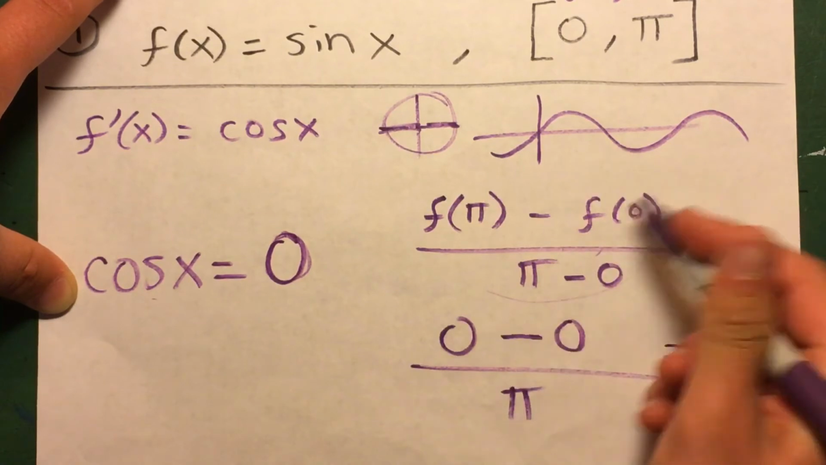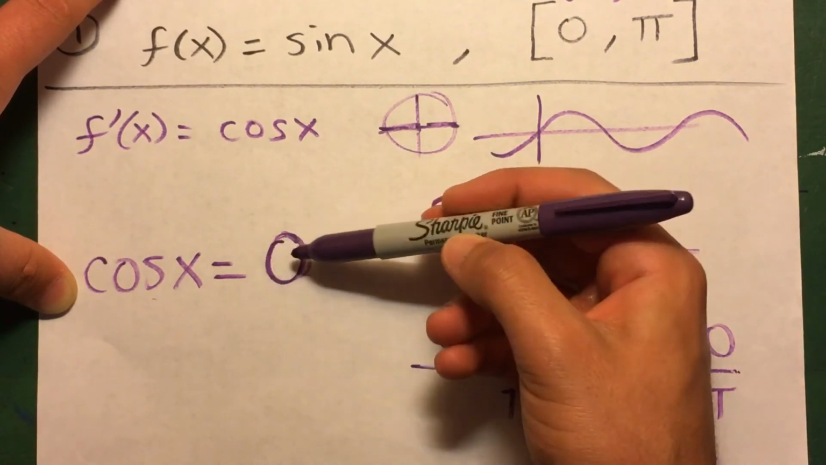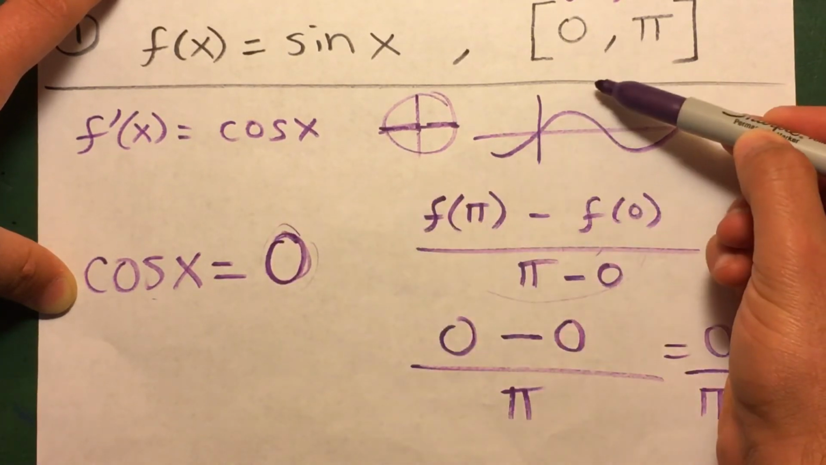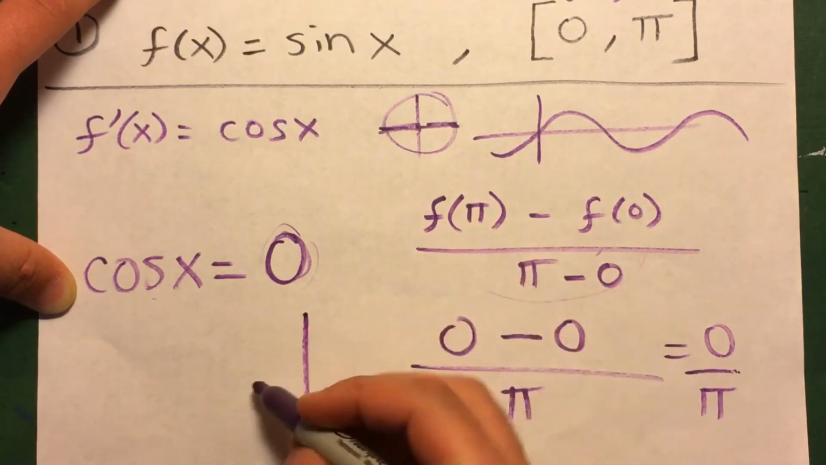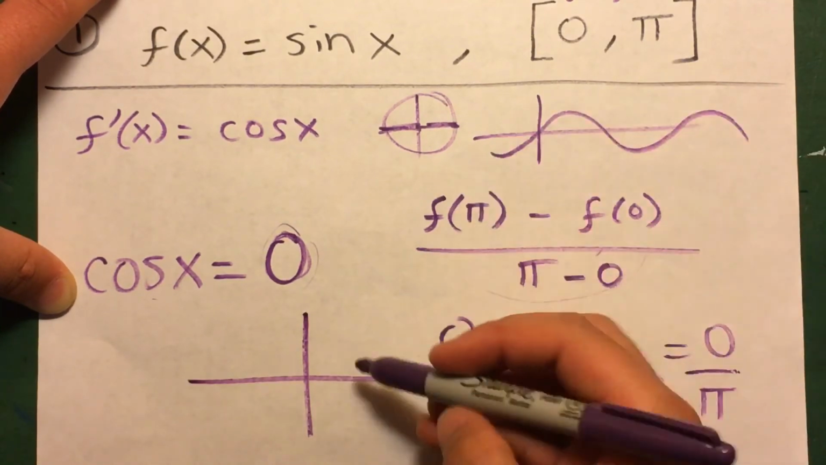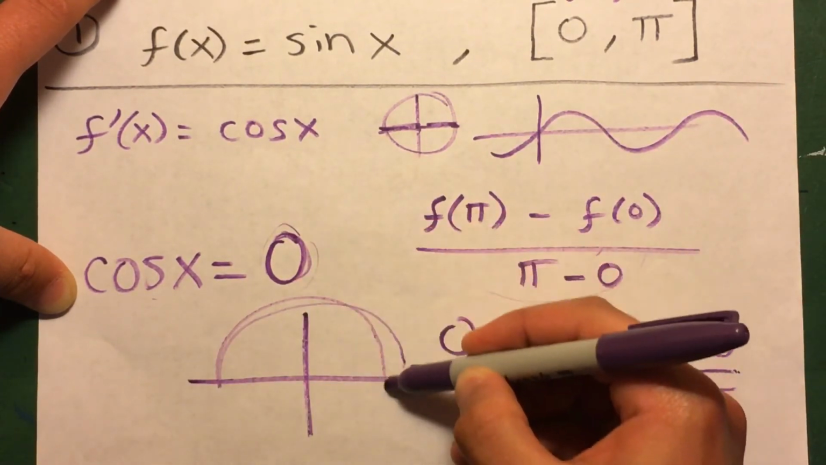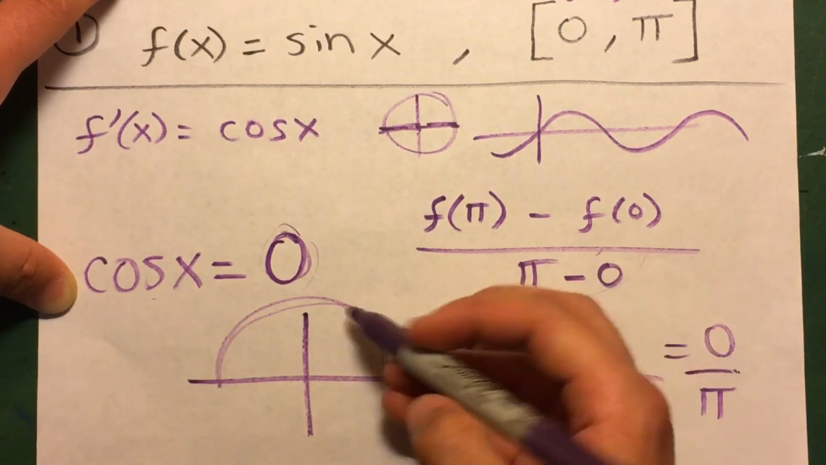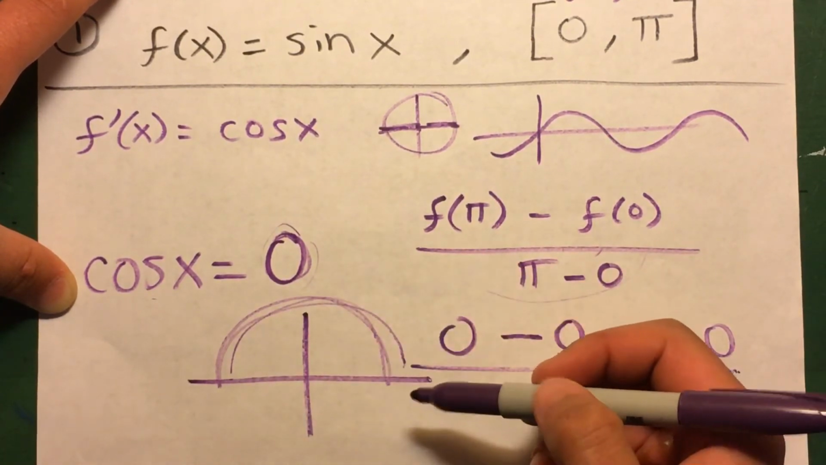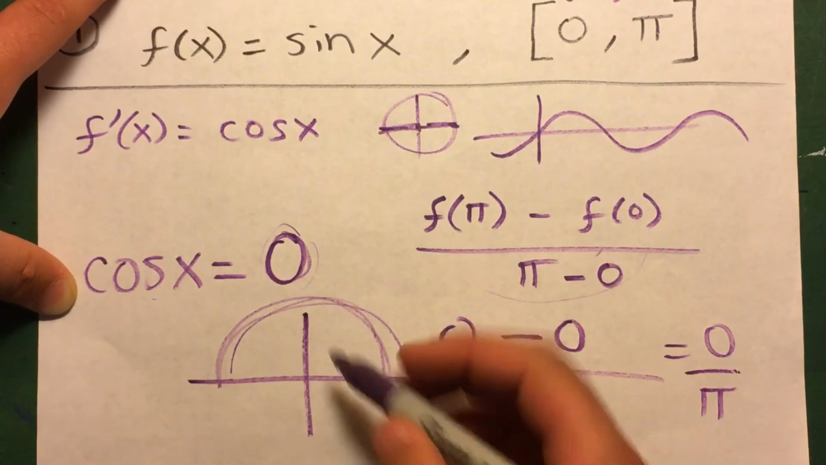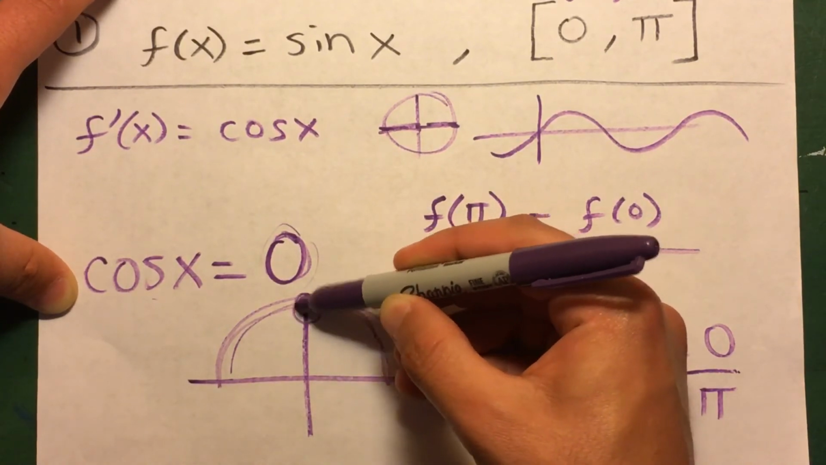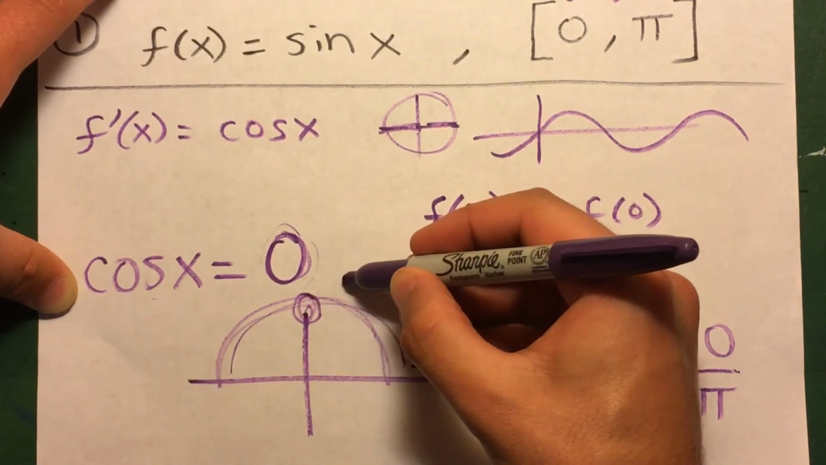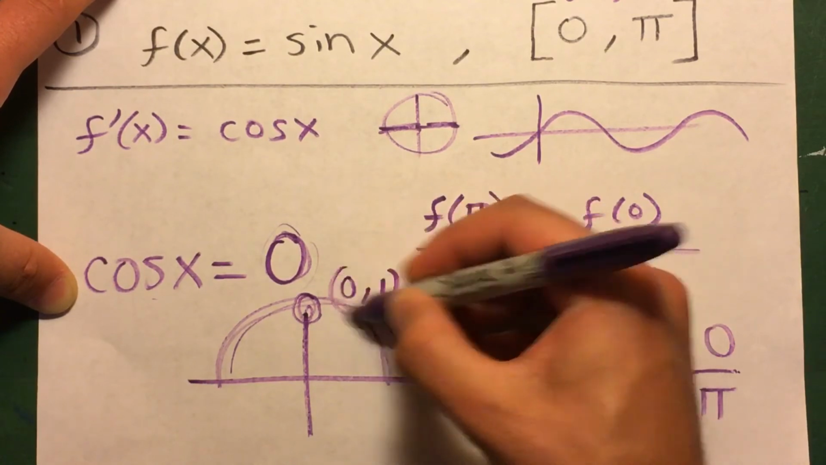That means at what angle would our cosine be 0, given this interval right here, because you could have more than one. So the interval 0, pi only spans the first two quadrants. So where in these first two quadrants do we have cosine equal to 0? That is right here at the angle pi over 2, where the coordinates are 0, 1.